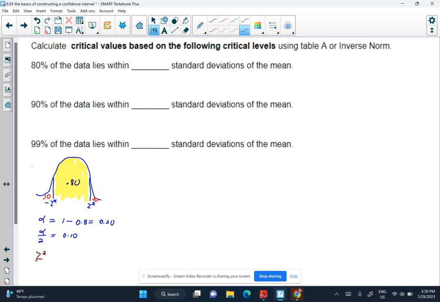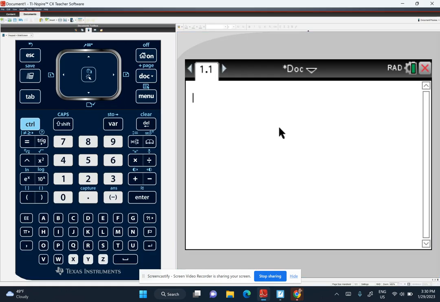So the critical value is going to be plus or minus, and we're going to do inverse norm, and we're going to enter the percentile. Remember, whatever the value is at negative z, it's just going to be the same thing, but the absolute value of it. So we're going to enter the percentile of 10. Again, we're looking at the number of standard deviations away from the mean, so it's going to be 0, 1. And we're just going to enter that into our calculator.